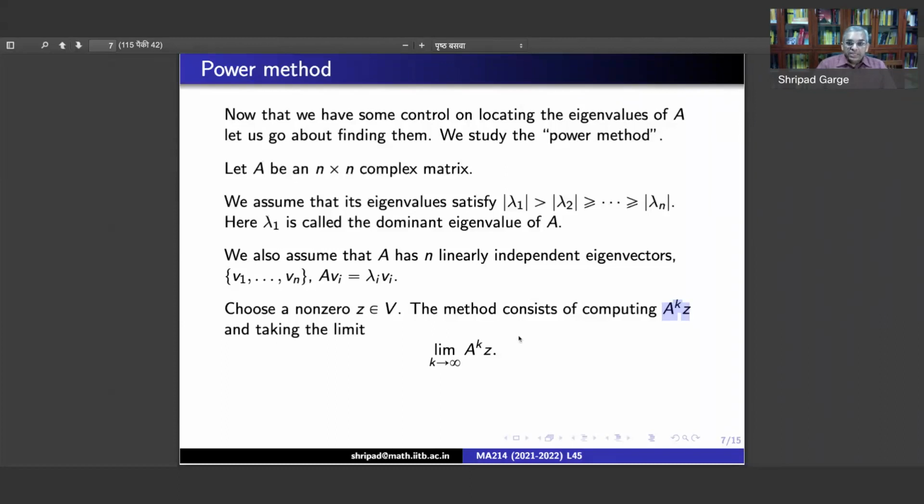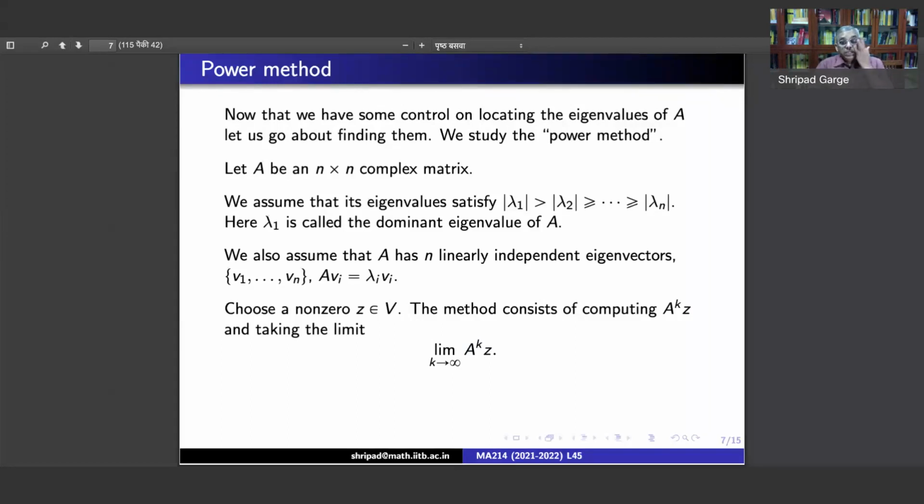These are vectors in the n-dimensional space, and the limit will either not exist or be a vector again in the n-dimensional space. In fact, we will prove that the limit does exist in most cases. When it may not exist, or sometimes the limit may be 0, we will change the method slightly so that the limit of the changed method is a non-zero vector. Okay, so let's see why.